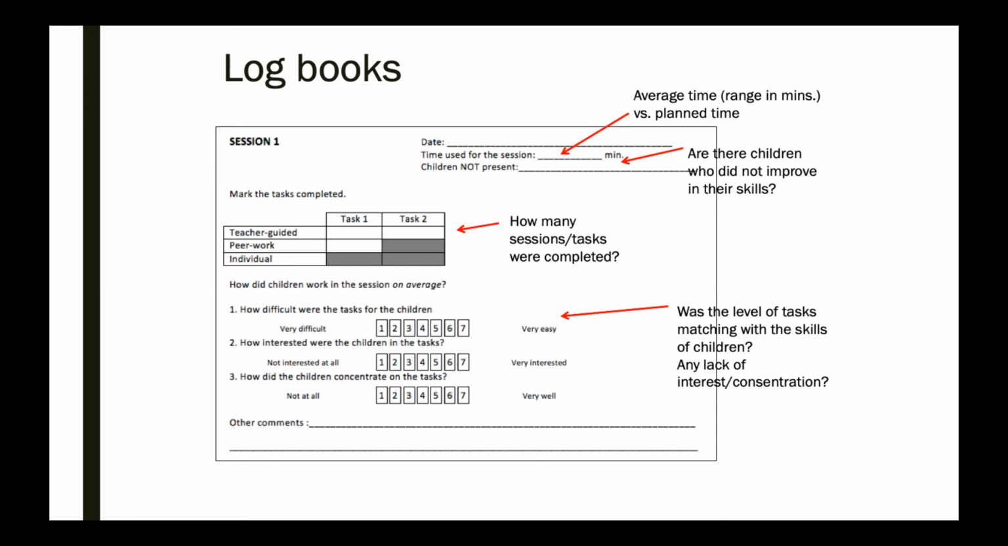This is an example from a logbook. The researchers here were interested in finding out how much time was used for each session and if there were students who were not present in intervention sessions as planned. Here it's also asked which of the tasks were done and how the children felt about the tasks. For example, were those too difficult, or how interesting the tasks were. All these questions give researchers evidence of how the intervention was carried out in practice.